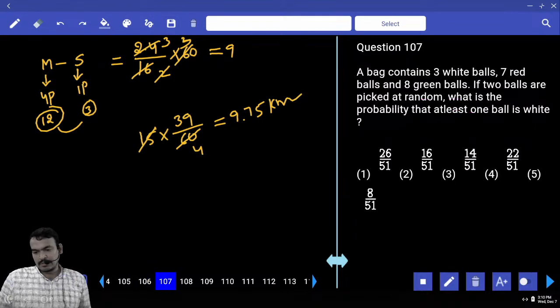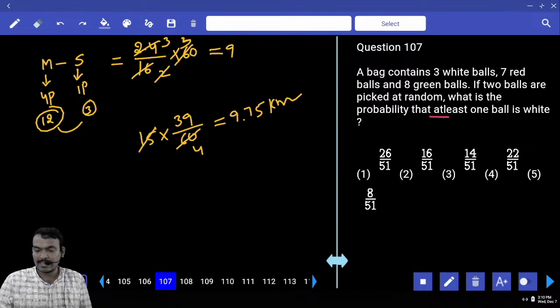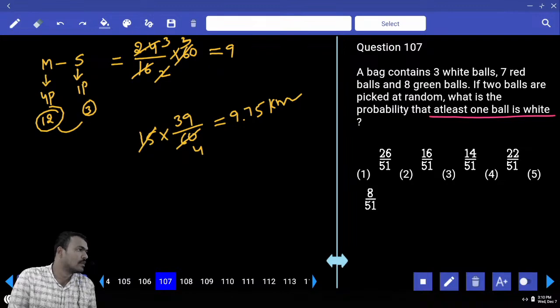Next, question number 107. A bag contains 3 white balls, 7 red balls and 8 green balls. If 2 balls are picked at random, what is the probability that at least one ball is a white ball? At least case means we take total probability minus the probability of other than white balls. We get at least one ball white. At least case is nothing but the positive case. If we require the positive case, then we use total probability minus the negative case.